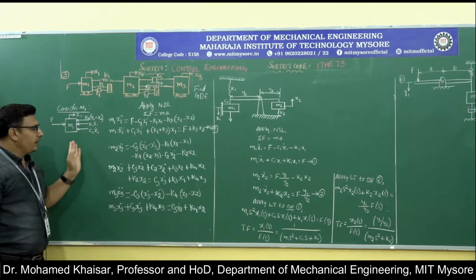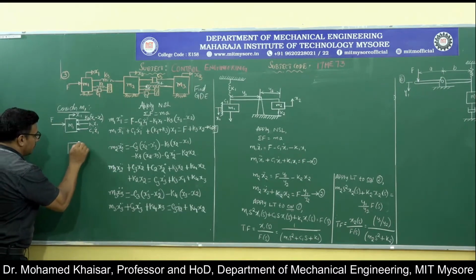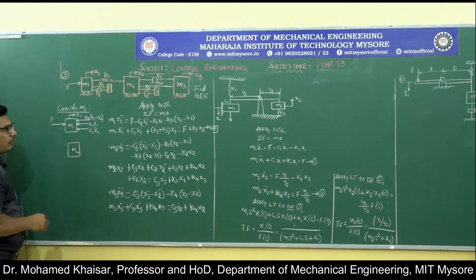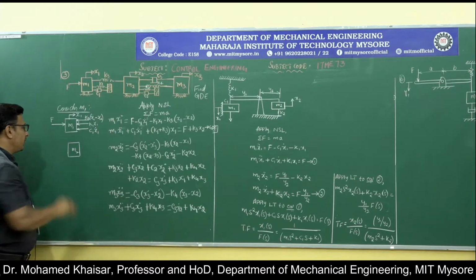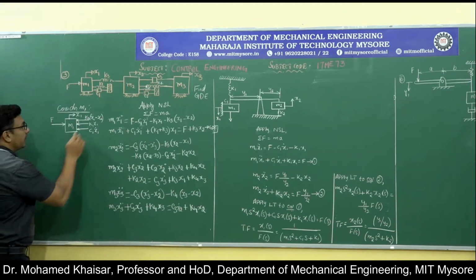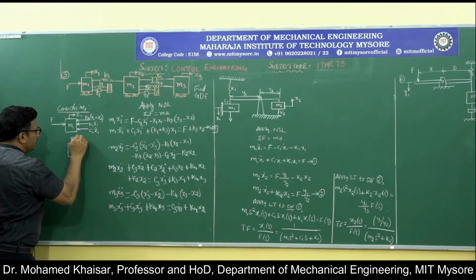Now let us try to find the governing differential equation for the mass m2 also. See, this is the mass m2. Now m2 is not directly exerted with any disturbing force, that is why we won't write any force. Then m2 is getting displaced by a distance x2.